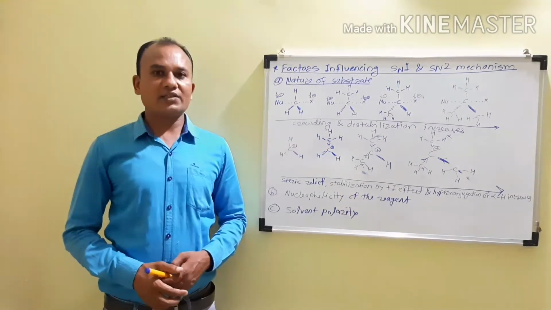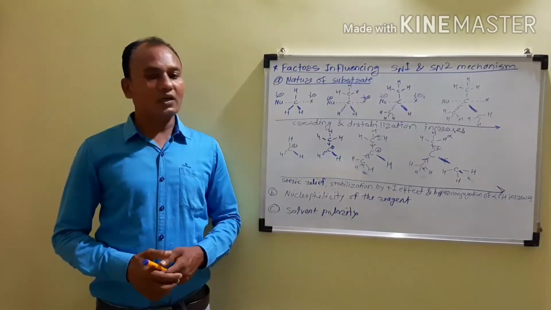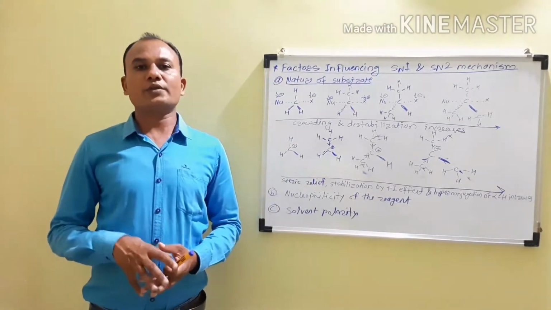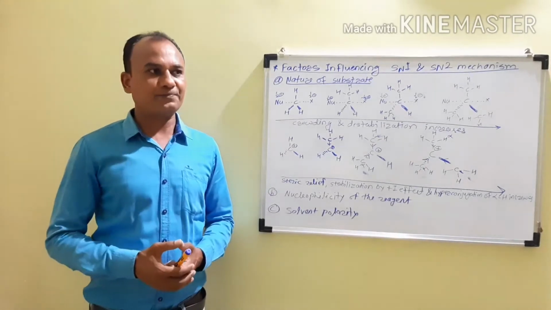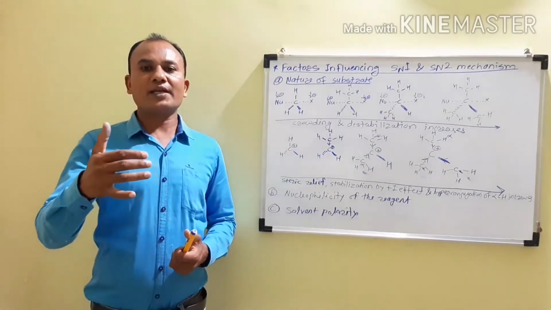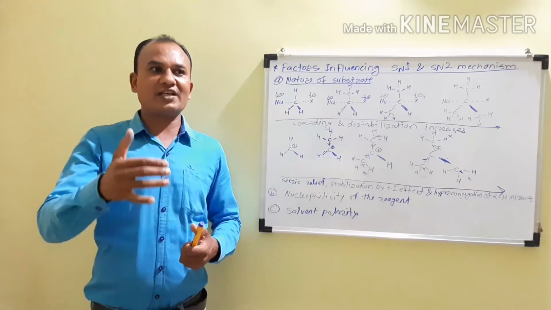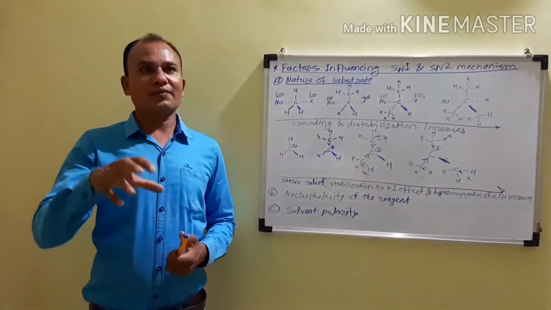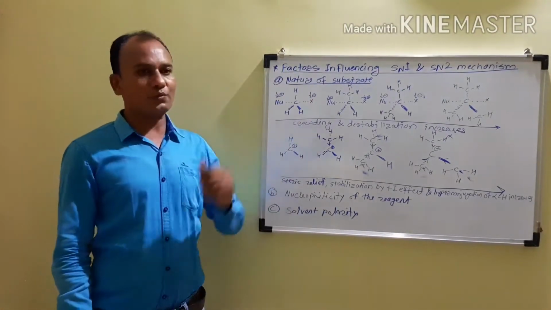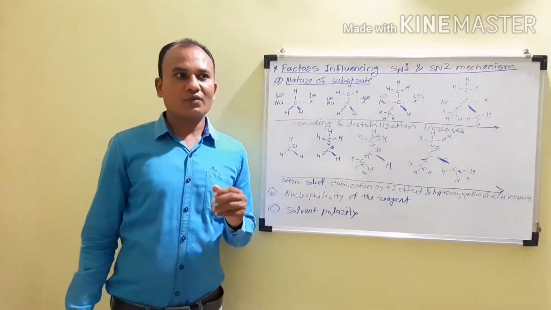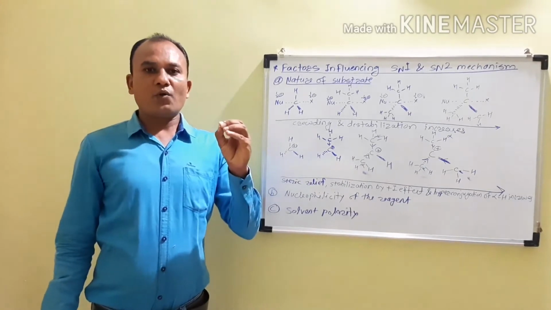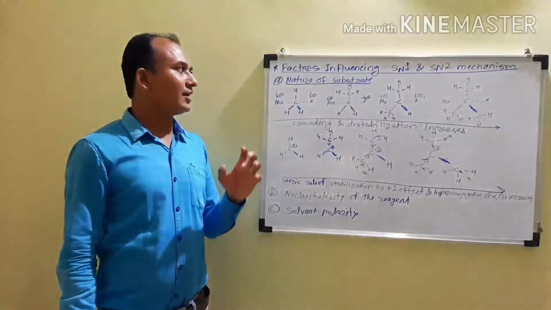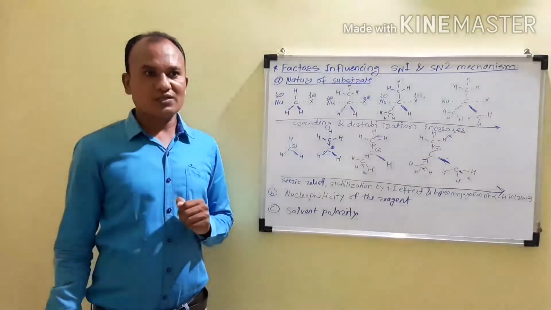So, the factors affecting the SN1 and SN2 mechanism. Now in this video we will study which factors affect the SN1 mechanism and SN2 mechanism, which factors favor the SN1 and that of the SN2 mechanism. So the first factor is the nature of the substrate. Which type of mechanism is followed by a particular reaction depends on the nature of the substrate.